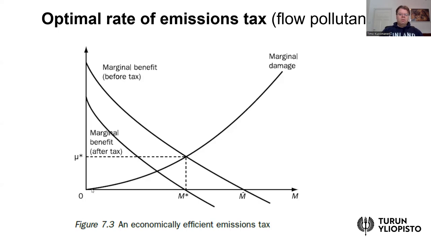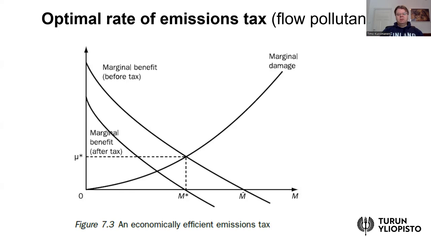So it is growing, and that means that the total damages are growing very fast if the marginal damages are even increasing. So then the total damages are increasing at a highly increasing rate.